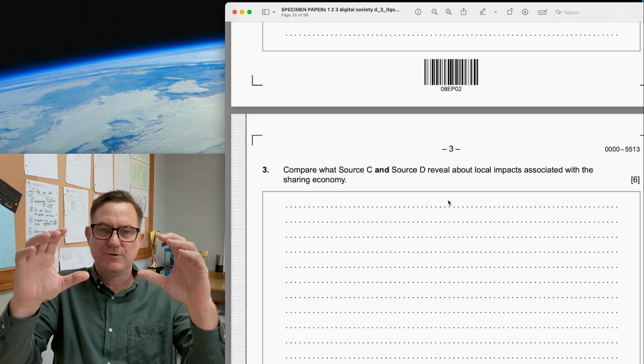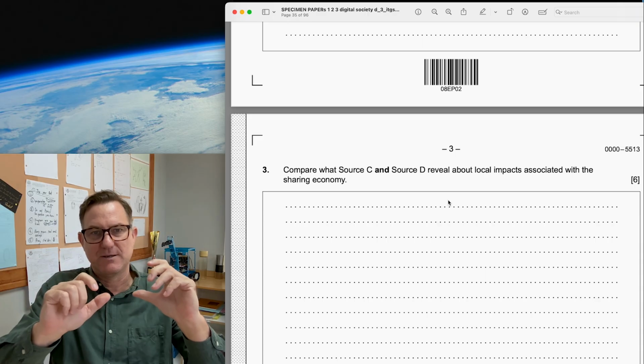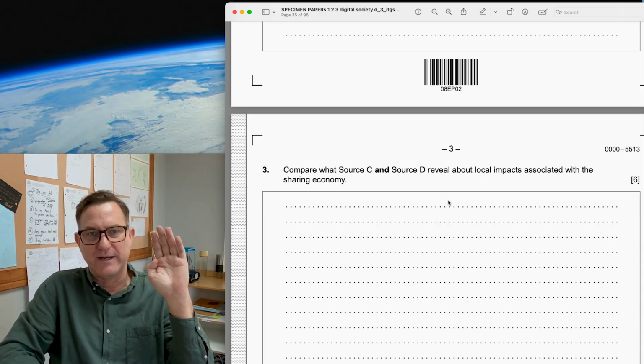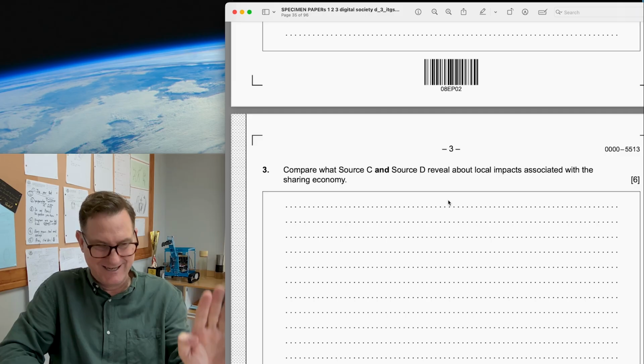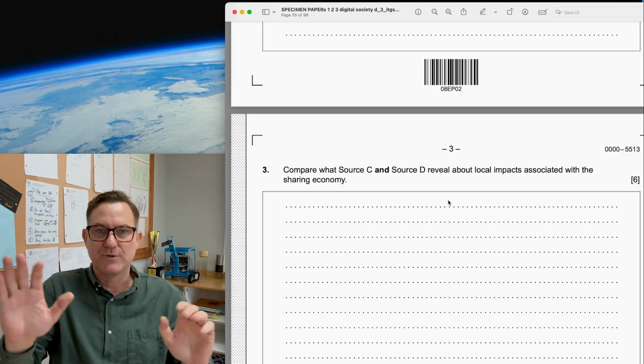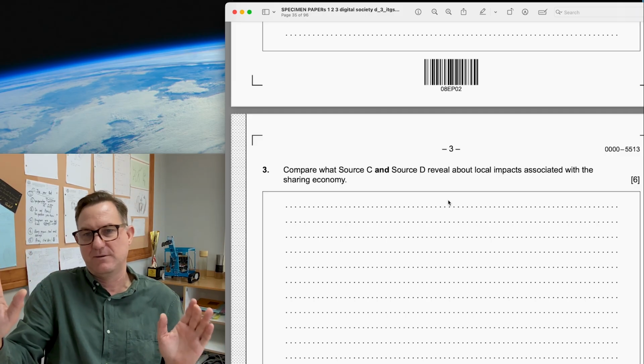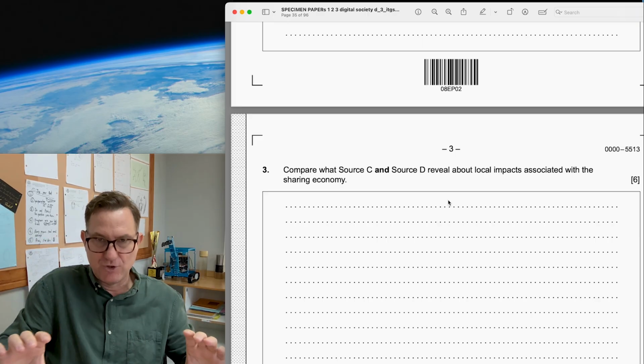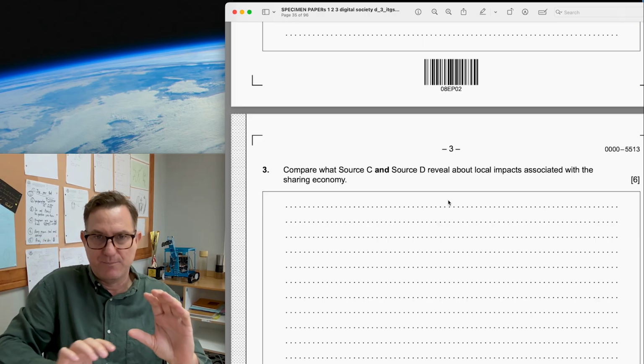It's very important with this question, when it says compare, that you compare them side by side. You don't just write a description about source C and then a completely different description of source D. That's not on your way to get top marks. It needs to be comparing the two through different themes.